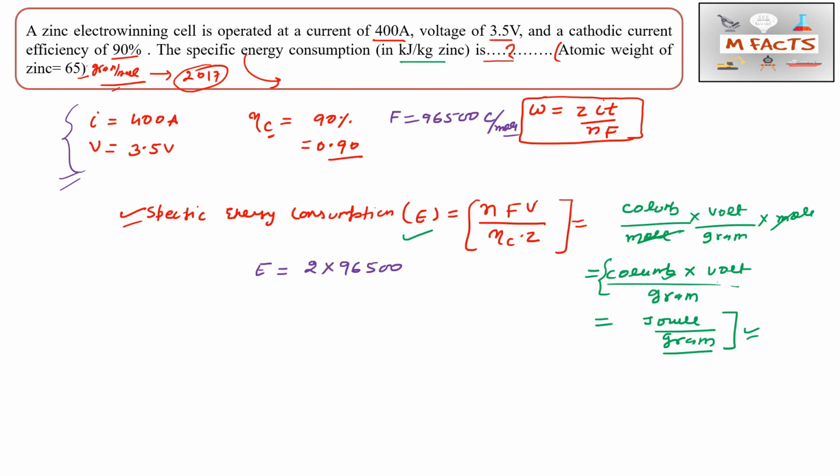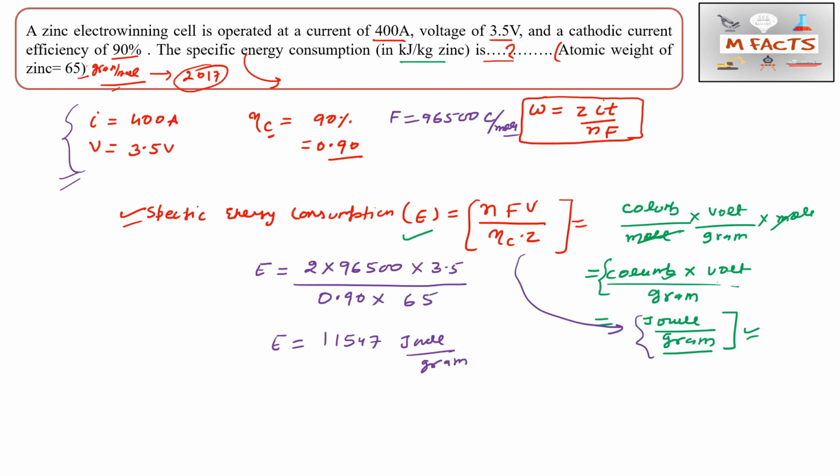So F is 96500 and V value is given, that is 3.5. Eta C is 0.90 and Z value is given, that is 65. So from here we will get that E value. E value will be 11547 and this will be in joule per gram, because whenever you use this formula, the unit of this specific energy consumption will be joule per gram only. So 11547 joule per gram is the specific energy, but in this question they are asking in kilojoule per kg.